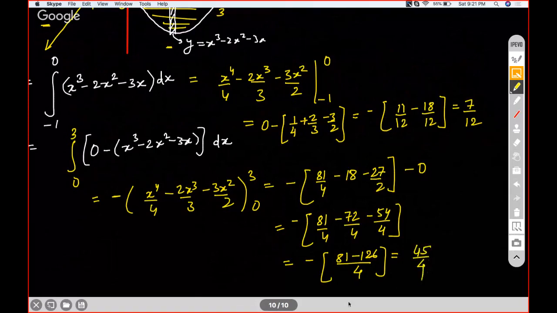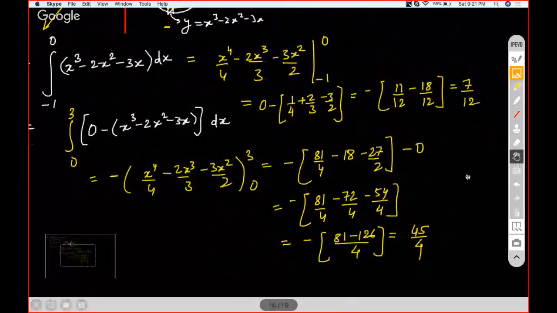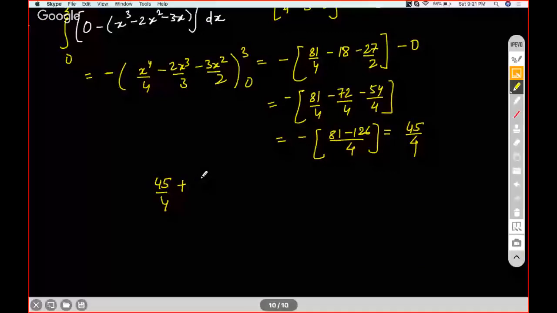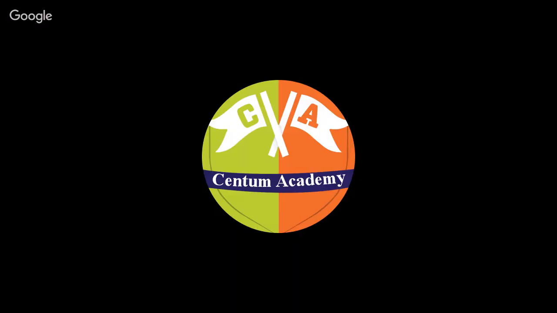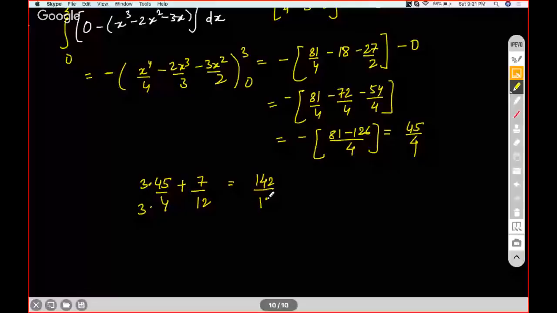So what will the total area be? 45 by 4 plus 7 by 12. Now for 7 by 12, let me multiply 45 by 4 with 3, so 135 by 12 plus 7 by 12 is 142 by 12. That is going to be 71 by 6. Let me check the answer. Oh, it's correct. 71 by 6.